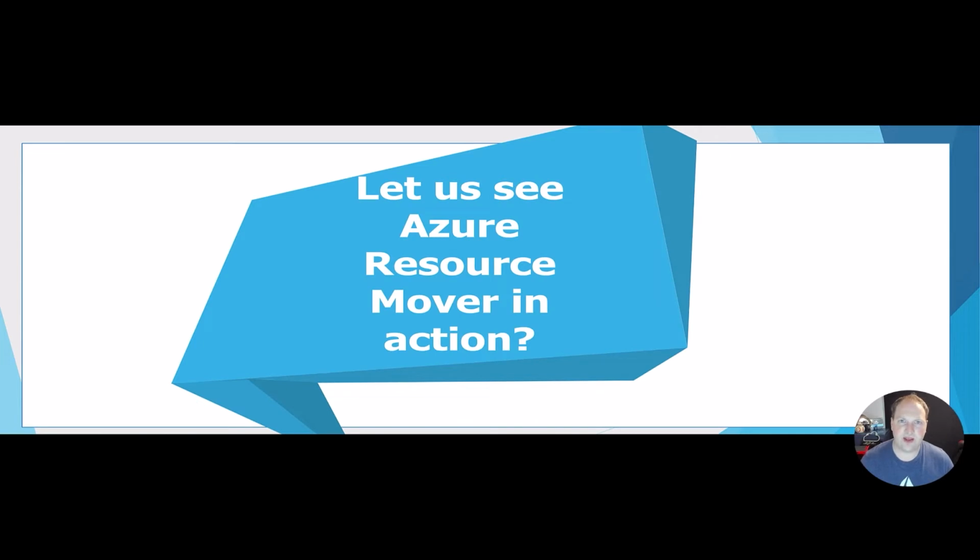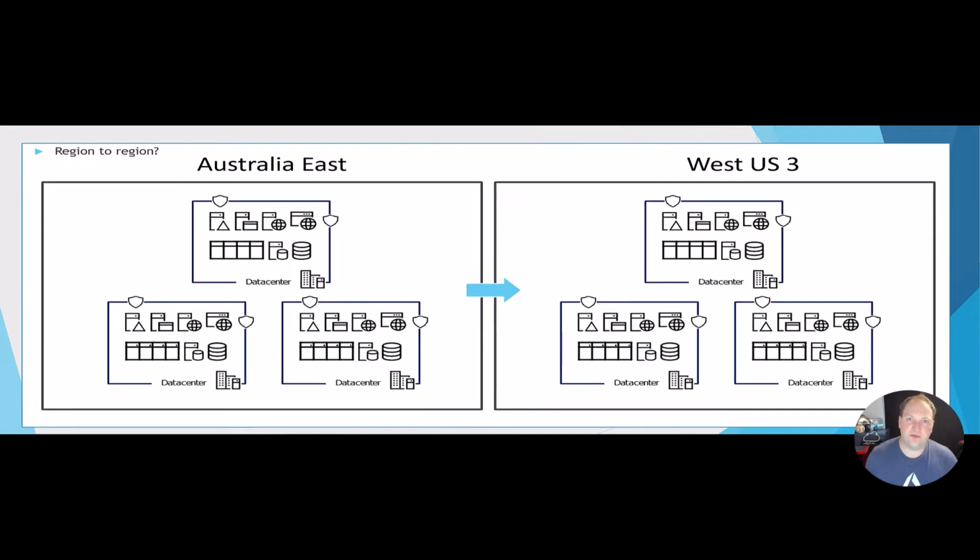So enough talking, let's get into a demo of Azure Resource Mover. For this demo, we're going to migrate resources between Australia East and West US 3. I was going to use Australia Southeast, but due to some restrictions in my Visual Studio subscription, so quotas and resources that I could deploy, I ran into some issues, so we're going to be deploying to West US 3 instead.